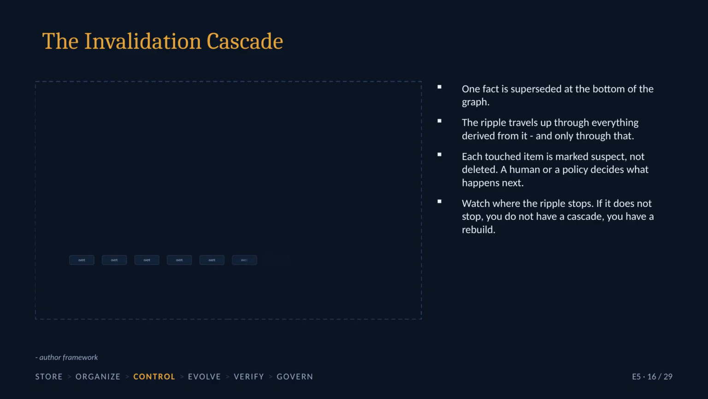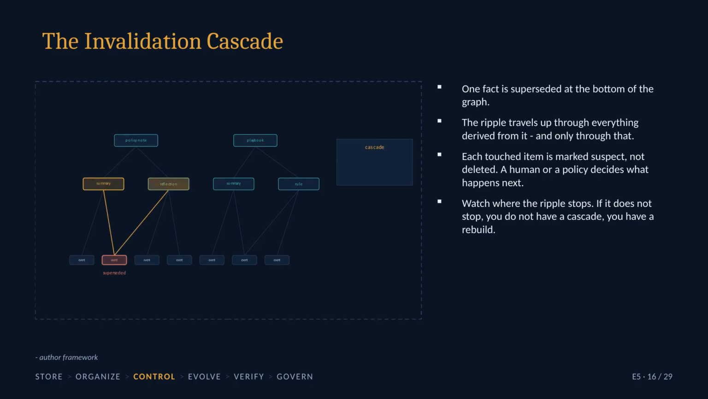So here is the cascade. One fact at the bottom of the graph is superseded. The ripple travels up through everything derived from it, and, crucially, only through that. Each item it touches is marked suspect rather than deleted, because deletion is a decision and the cascade is not entitled to make it. A human or a stated policy decides what happens next.